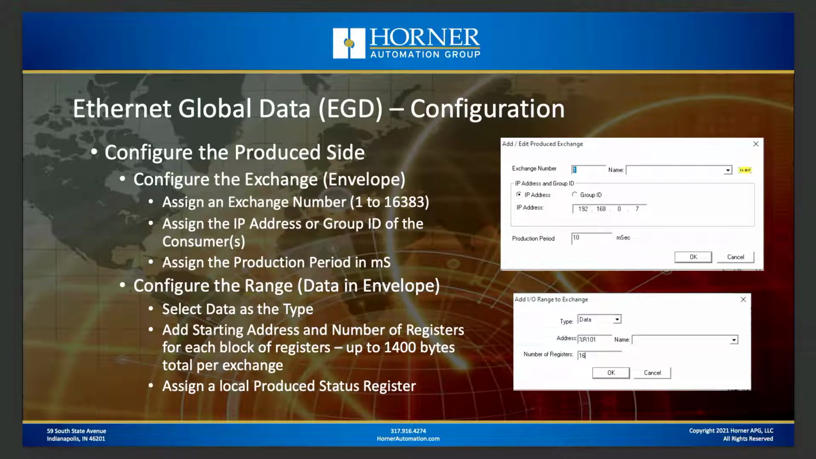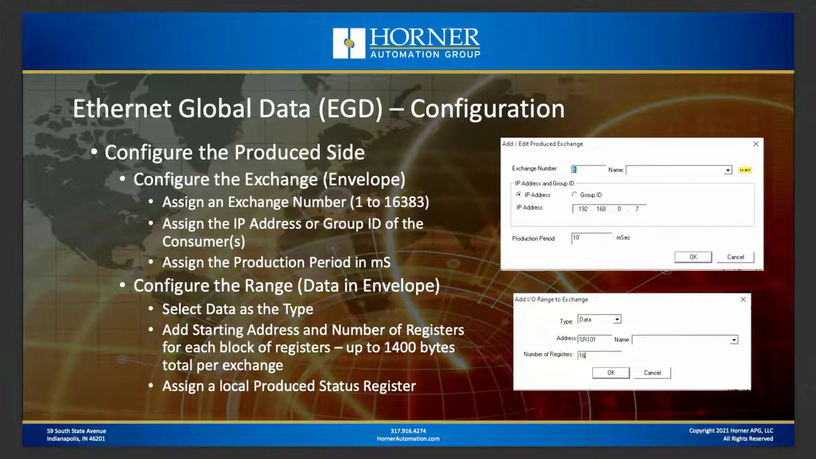Now, once we've put all the data in there that we're going to send out over the network, we should assign a local produced status register. So this is a status register that's going to tell us that, okay, the data is going out okay, but that status is not going to be sent out over the wire. Every device that's consuming the data is going to have their own status information that they'll handle on their own, on the receiving side. Okay, so that's the configuration on the production side.